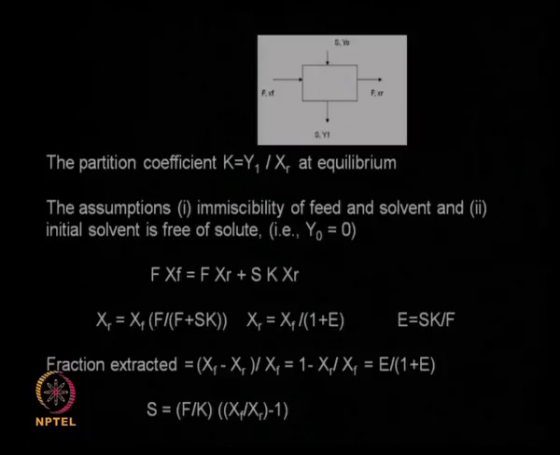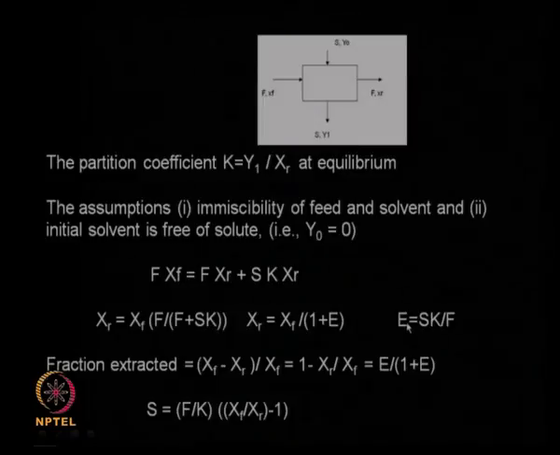Okay. So, the assumptions: number 1, immiscibility of the feed and the solvent, and number 2, when the initial solvent does not contain any solute, then Y0 will be equal to 0, correct. So, we put Y0 equal to 0. So, what happens: F into XF, the Y0 term has become 0, is equal to F into XR plus S into K into XR. Instead of Y1 I put K into XR here. Now, we can rearrange to get XR, the concentration leaving the stage, equal to XF multiplied by F divided by F plus SK, correct.